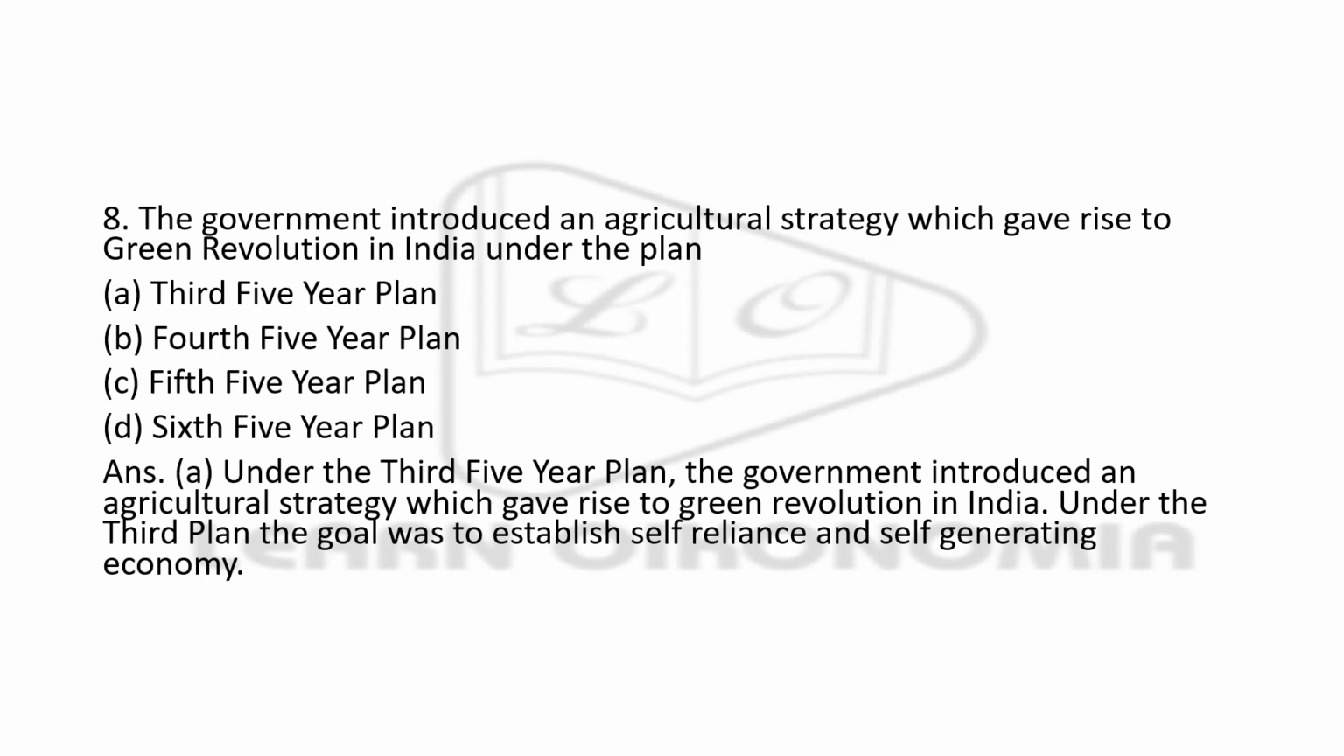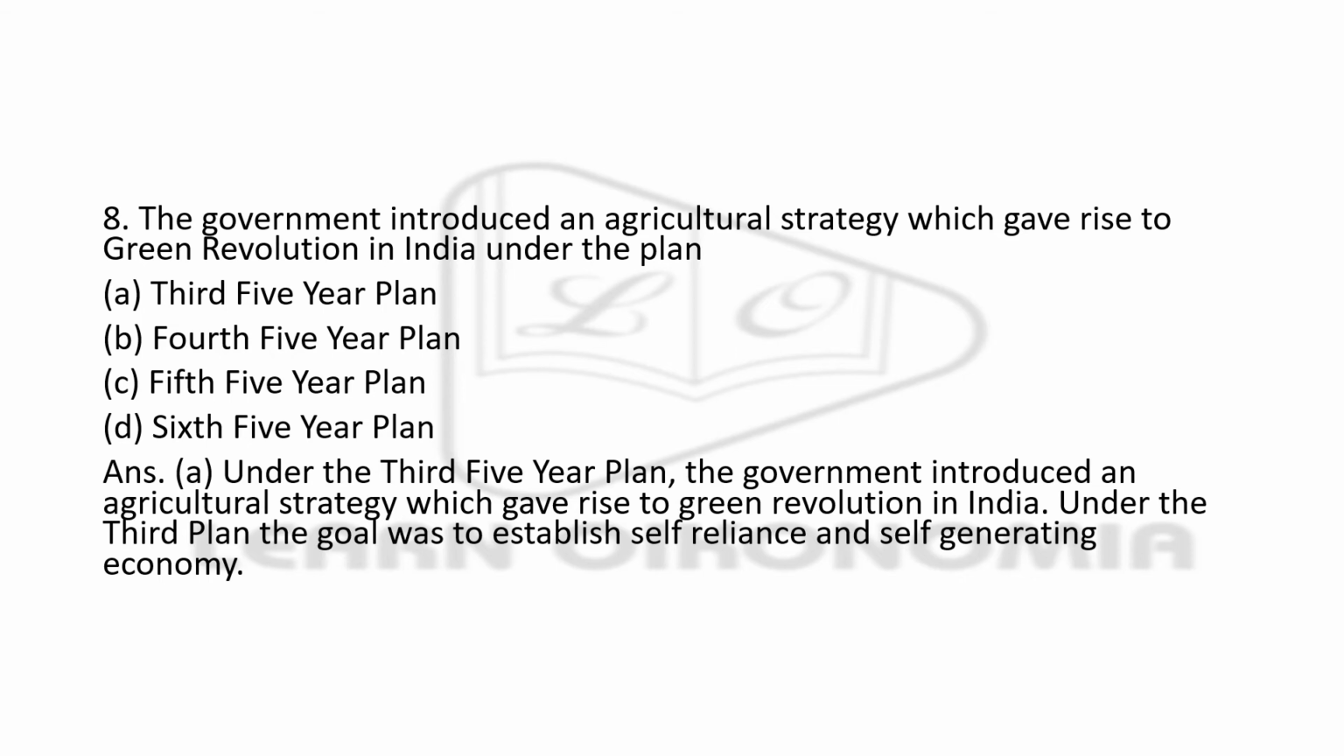In the first plan, agriculture sector was given importance, but when you say green revolution, it was implemented in the third plan period. Under the third 5-year plan, the government introduced an agriculture strategy which gave rise to a revolution in India, which is known as the Green Revolution. Under the third plan, the goal was to establish a self-reliant economy. So, the Indian economy aimed at a self-reliant, self-generating situation. That was the main motive of the third plan.